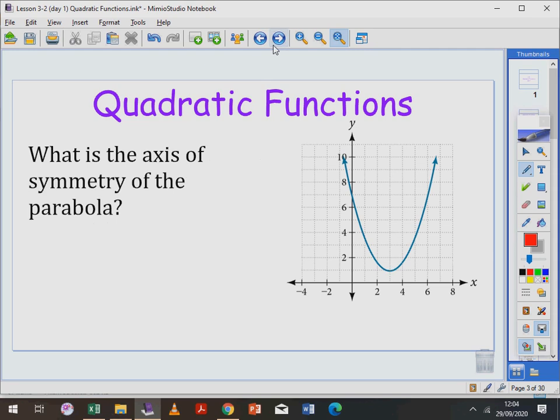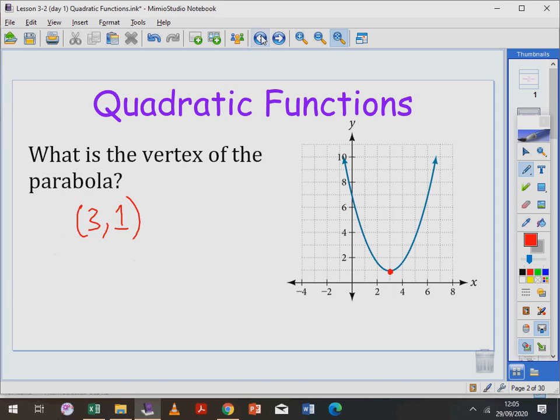What is the axis of symmetry of the parabola? The axis of symmetry will be the line that cuts the parabola in half. And for this graph, I hope you can see that that axis of symmetry is x = 3. Now notice that the axis of symmetry is 3, but also the x-coordinate of the vertex was 3. So that's something that we're going to build on.